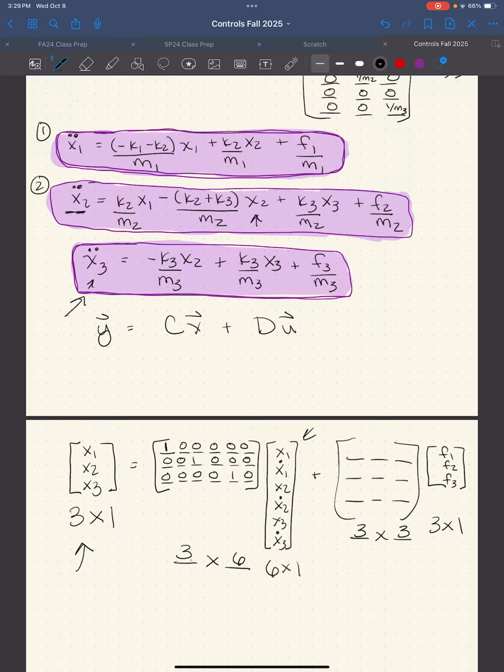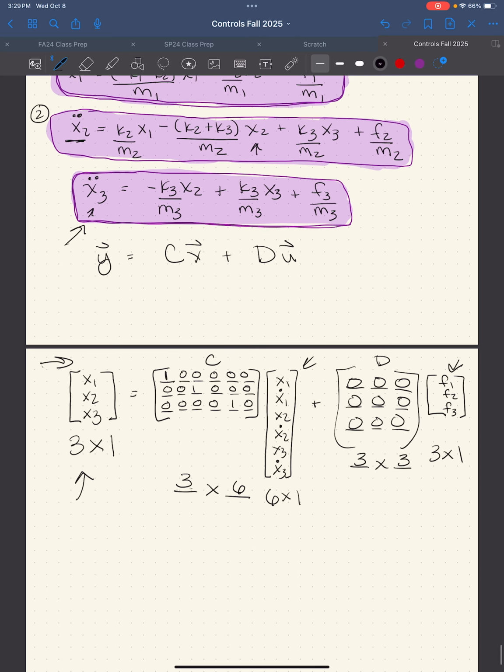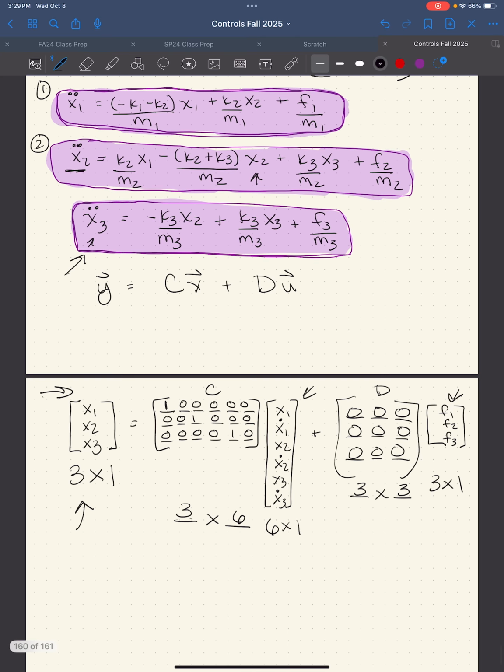And that's it. There are no f's at all anywhere in this output vector. So this is just a matrix of zeros. All right. So this is your C matrix and this is your D matrix. And now you are in state space form. All right. I hope that helped a little bit.